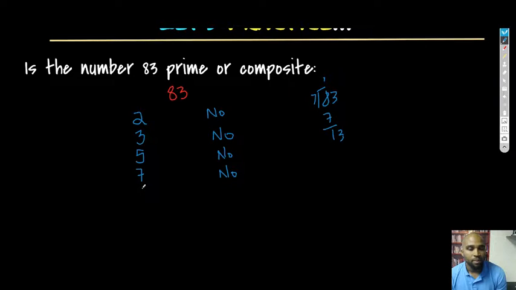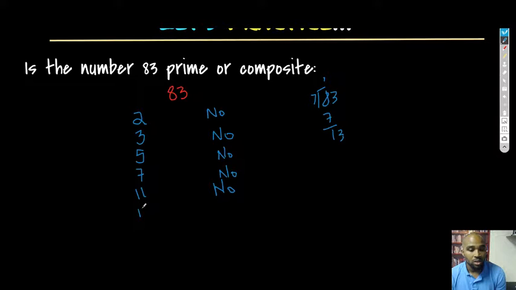8 is a composite because it has more than two factors. 9 has more than two factors. So none of these are working. What about, let's see, 9, 10, 11. 11 is a prime number. Can I divide this by 11? No, because 11 usually has repeating digits for everything that's two digits, like 22, 33, 44, and so on. So 11 is not going to work.